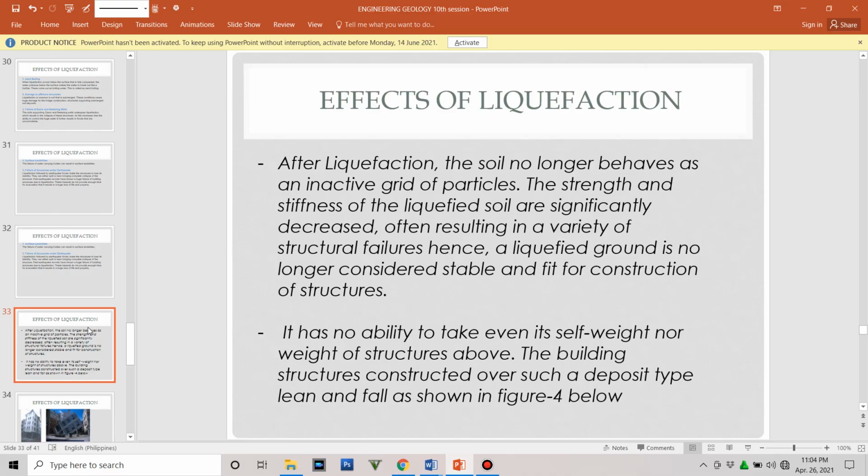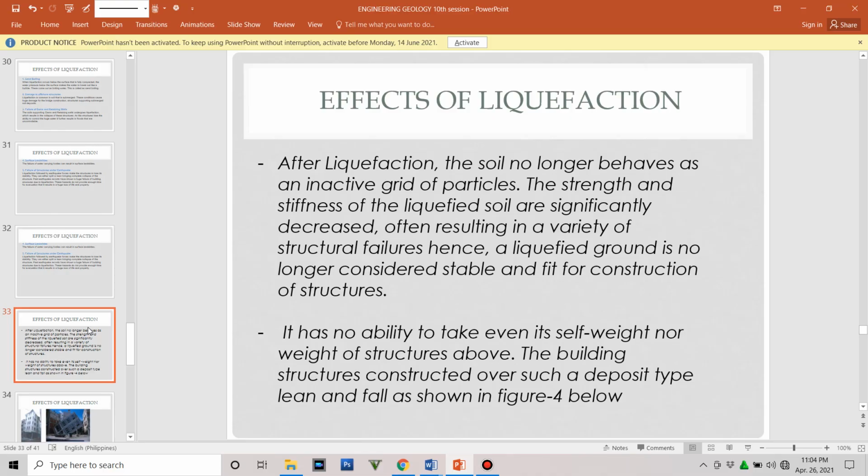So, kapag liquefied ground na yan, huwag mo nang pilitin unless you are going to have remedial measures or engineering work to improve the ground conditions. In a while, we will discuss the ground improvement techniques. Okay. So, it has no ability to take even its self-weight. Hindi niya na rin mabubuhat yung kanyang sarili because of liquefied conditions.